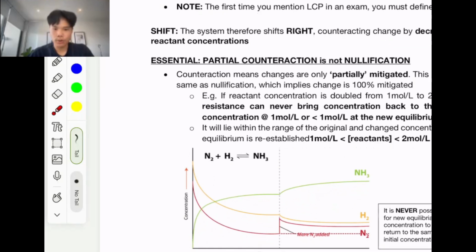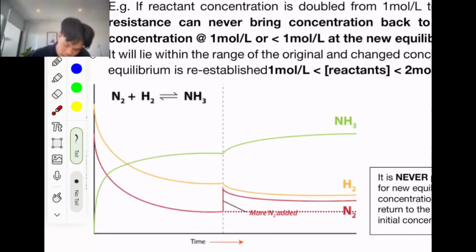As a small note, whenever you change concentration, you can never nullify the change. So you can never take the change back down to where you began. You can only partially counteract it.